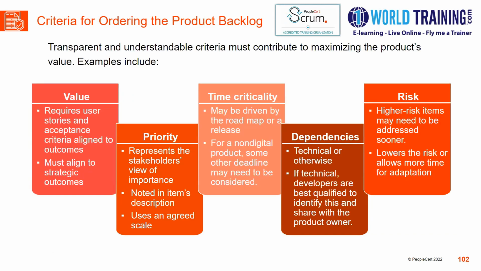Criteria for ordering the product backlog. We need to be transparent, and there has to be an understandable criteria which must be defined and decided, which can contribute to maximizing the product value. Ordering of the product backlog can happen in multiple ways. First, it can be based on the value which the user stories bring to the table. It can be based on the priorities which the user stories bring across. It can be based on time criticality, dependencies, and overall risk.